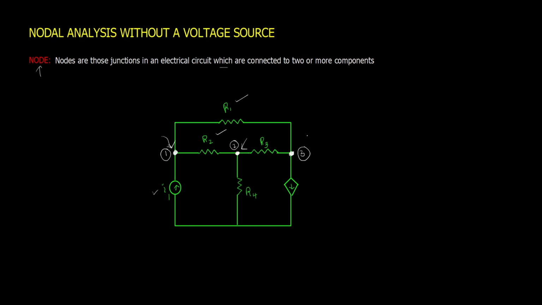In a similar way, this junction is also a node because R1, R3 and the current I2 are connected to it. So the three components are connected to junction 3, and this junction is also a node. We can observe that no other junction than these three is connected to two or more components, due to which this circuit only has three nodes. So this is the way we identify the number of nodes, or what a node is, in a circuit.